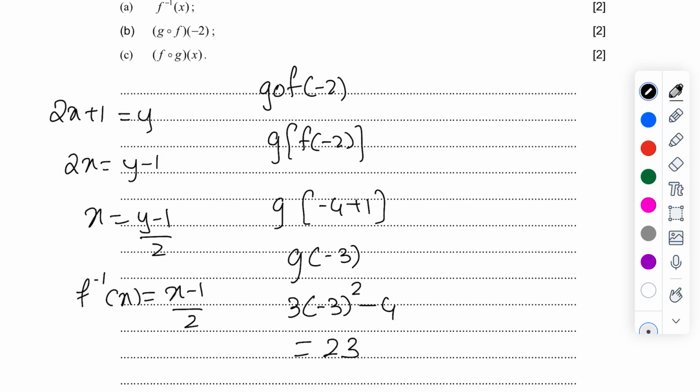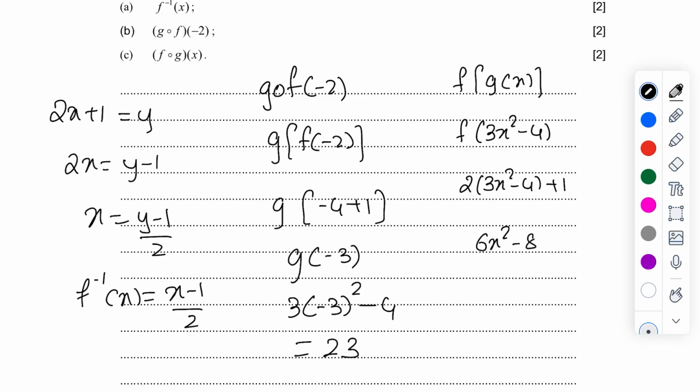So coming to part C, f circle g of x. So it becomes f of g of x. What is g of x? g of x is 3x square minus 4. So f of 3x square minus 4, so 2 times 3x square minus 4 plus 1. So it becomes 6x square minus 8 plus 1. It becomes 6x square minus 7. That's going to be the answer.